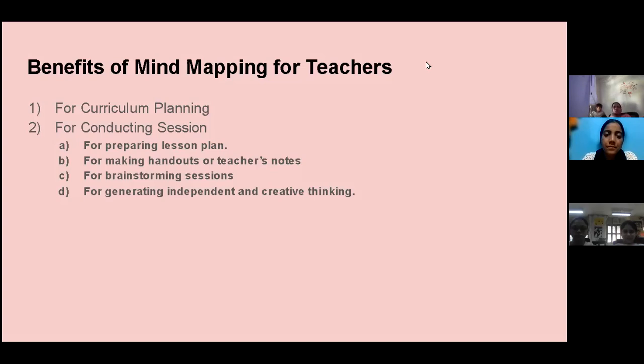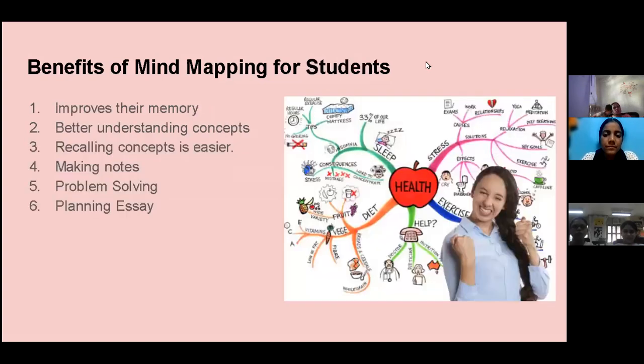Okay, next. Now, what are the benefits of mind mapping for students? Can someone please tell? Read it. Improve their memory, better understand concepts, recalling concepts is easier, making notes, problem solving, planning essays. Yes. So improves their memory means what?